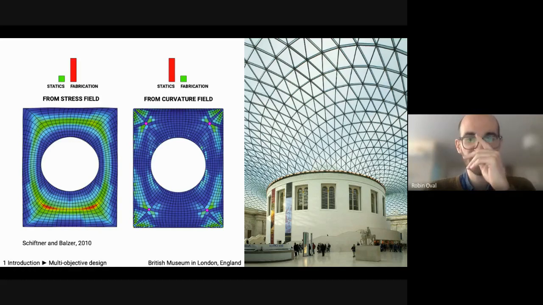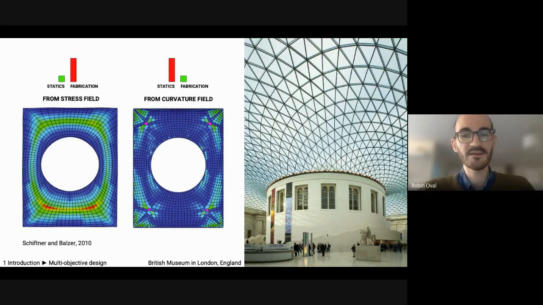So the topology on the left actually stems from a stress field. So the beams are aligned with the load paths that provide structural efficiency. And on the right, the topology actually stems from a curvature field. So as you know, the beam will be aligned with a curvature. That will give fabrication ease in terms of curvature of the panels, for instance.